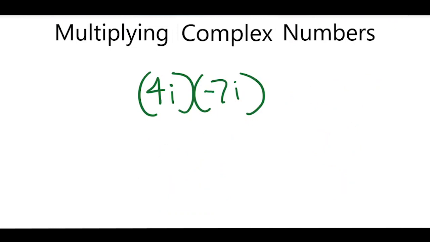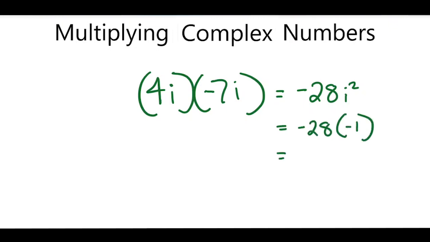What if I have 4i times negative 7i? Well, that'll give me negative 28, and i times i is i squared. But remember that i squared is negative 1. So negative 28 times negative 1 is positive 28.